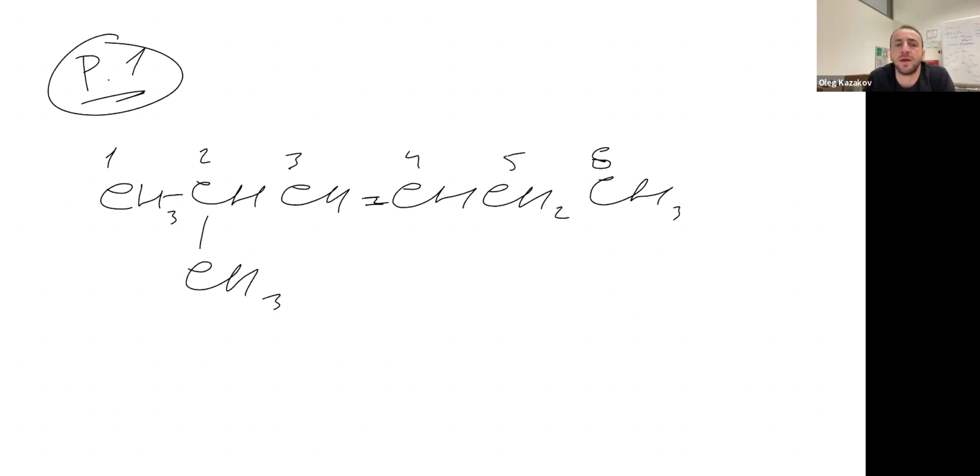So 6 carbons, the root for this main chain will be hex. It will contain the part hex. Since we have an alkene, we need to switch from ane, which would be true for hexane, to ene, and then we obtain the part of the name which looks like hexene. The ene stands for the fact that you have an alkene in your case.